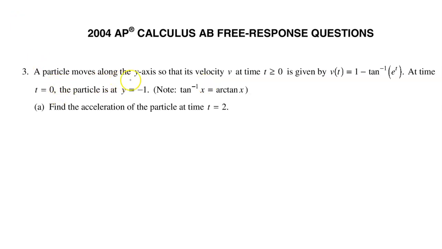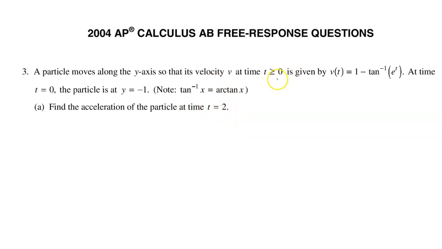A particle moves along the y-axis so that its velocity at time t greater than or equal to 0 is given by this equation. At time t equals 0, the particle is at y equals -1. Find the acceleration of the particle at time t equals 2.